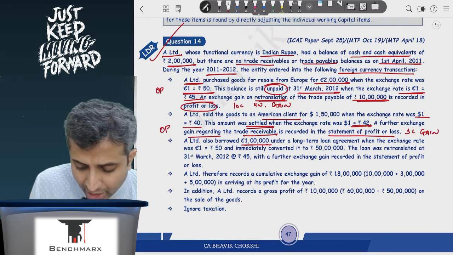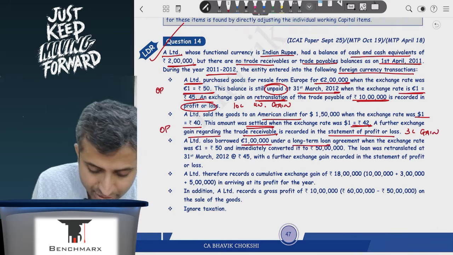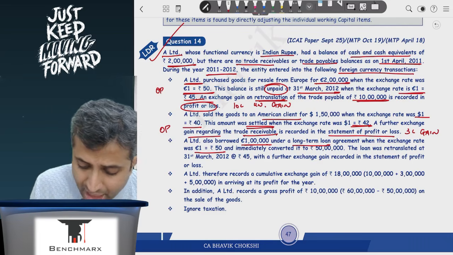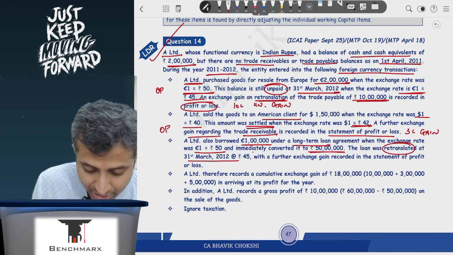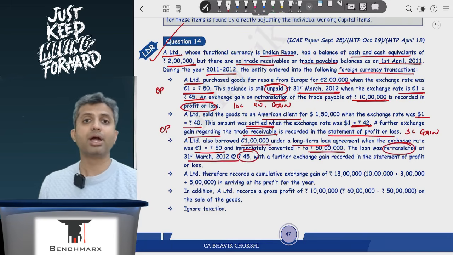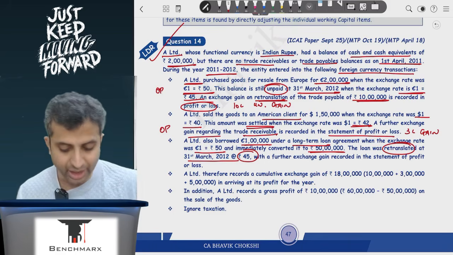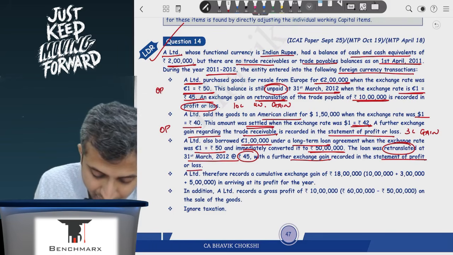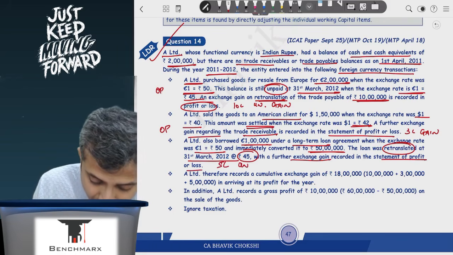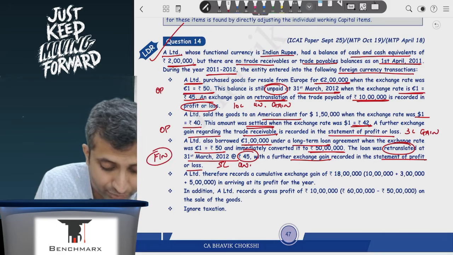A borrowed 1 lakh euro under a long term arrangement when the exchange rate was 50, so that is 50 lakh rupees, and immediately converted to rupees. The loan was retranslated on 31st March at 45. Remember, this is a monetary item, so there will be a forex gain of 1 lakh into 5, that is 5 lakh rupees. The exchange gain is recorded in the statement of P&L, this is 5 lakh, but this is unrealized.